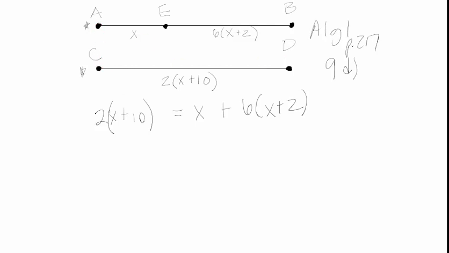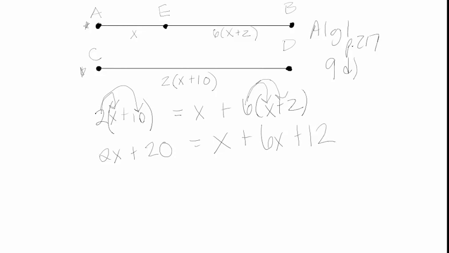So now we have what's called a single equation in one variable. That means I have an equation, which is anything with an equal sign, and I have one variable, x. So I start by solving the problem. 2 times x is 2x, and again, this is the distributive property here. 2 times 10 is plus 20. And then on this side, I just leave the x alone for now, and I do the distributive property over here. 6 times x would be 6x, and then 6 times 2 would be 12.